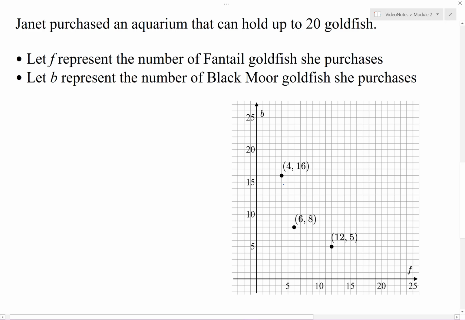Since the aquarium can only hold 20 goldfish, we are interested in values of f and b, where f plus b is less than or equal to 20, so that her aquarium can accommodate all of the fish that she purchases.